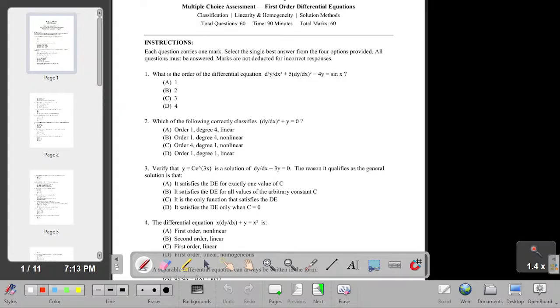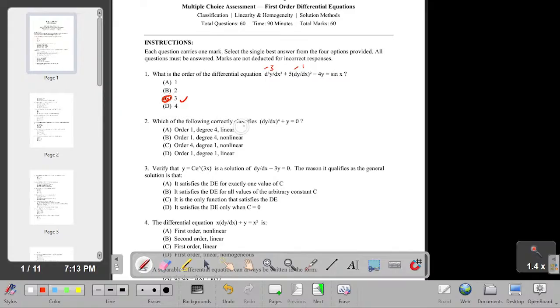So now let's analyze. The options are A 1, B 2, C 3, D 4. Let's come to the equation here. The very first one has a derivative of order 3. This one has a derivative of order 1. It's dy over dx, so it's the first derivative, okay? Those are the two. Which one is the highest? Obviously 3, right? So question 1 is quickly C, 3. Let's go to question 2.